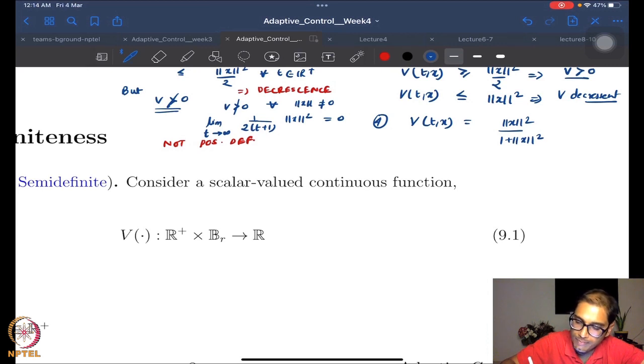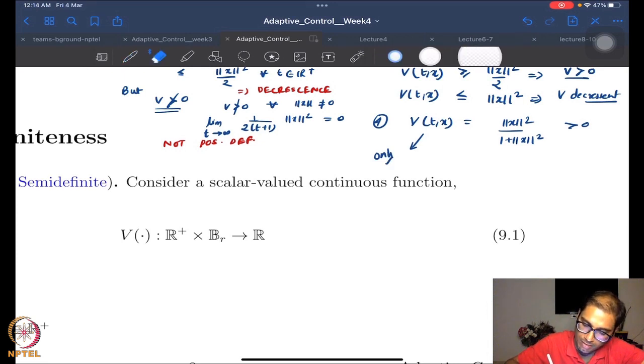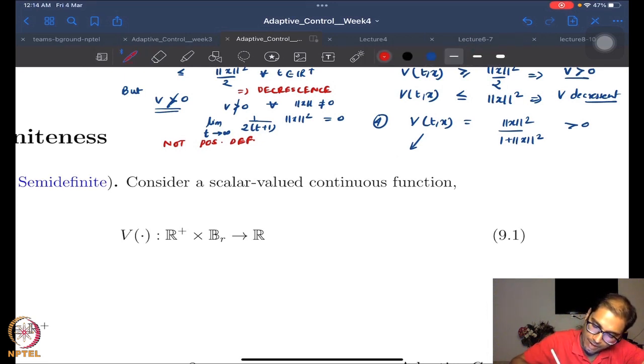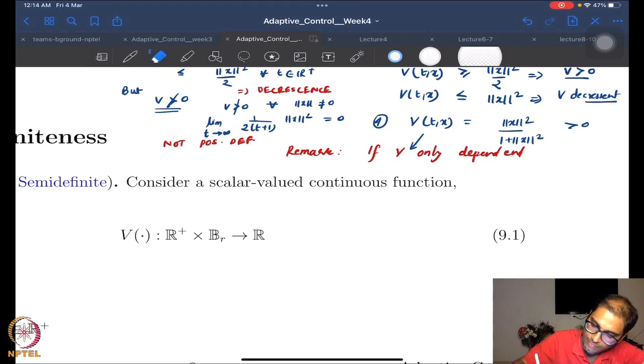So this is obviously positive definite. So in such cases, I'll in fact make a remark also. Remark: if V is only dependent on x, then decrescence is free.